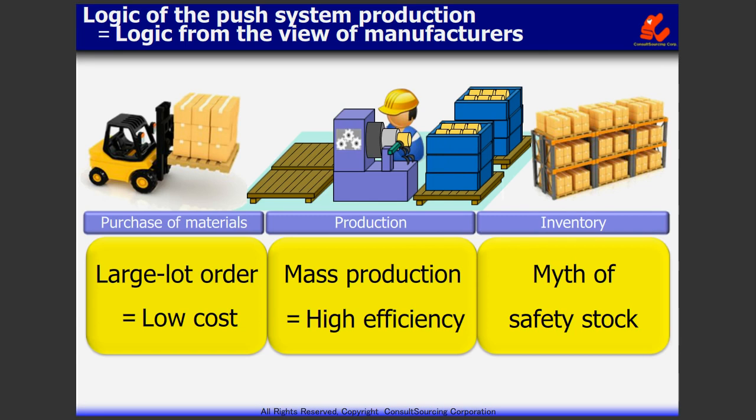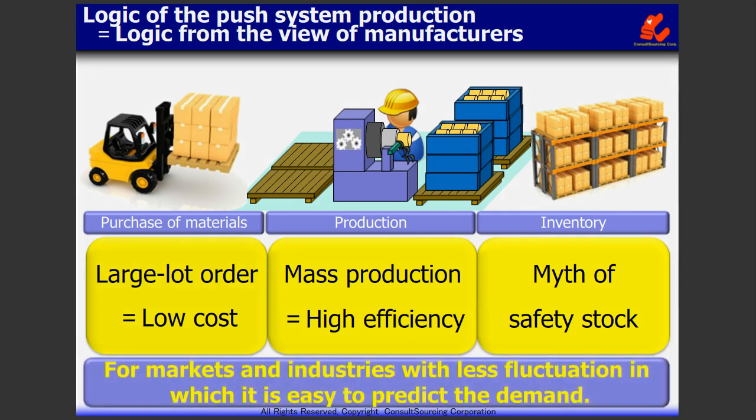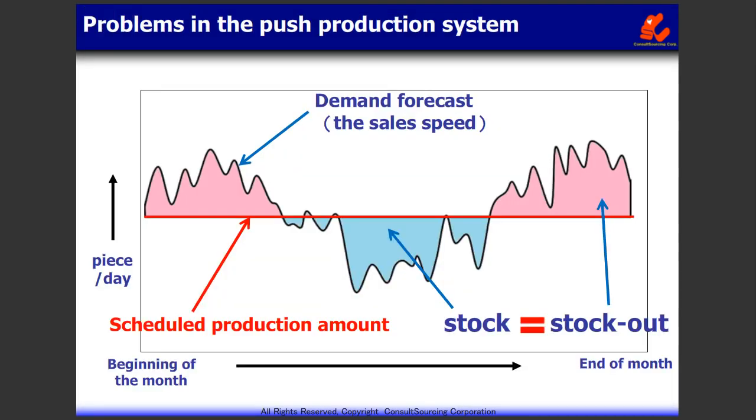The Kanban production has a completely opposite idea to this inventory logic. The biggest difference in the two production styles exists here, which makes it hard to understand the Kanban production. The push system production is extremely effective in markets and industries with less fluctuation in which it is easy to predict the demand. Especially in markets and industries with less demand variation, this production system allows higher productivity expectation compared with that of the Kanban production.